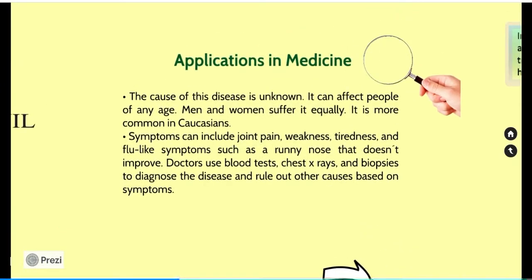Application in medicine. The cause of this disease is unknown. It can affect people of any age. Men and women suffer it equally. It is more common in Caucasians. Symptoms can include joint pain, weakness, tiredness, and flu-like symptoms such as a runny nose that doesn't improve. Doctors use blood tests, chest x-rays, and biopsies to diagnose the disease and rule out other causes based on symptoms.